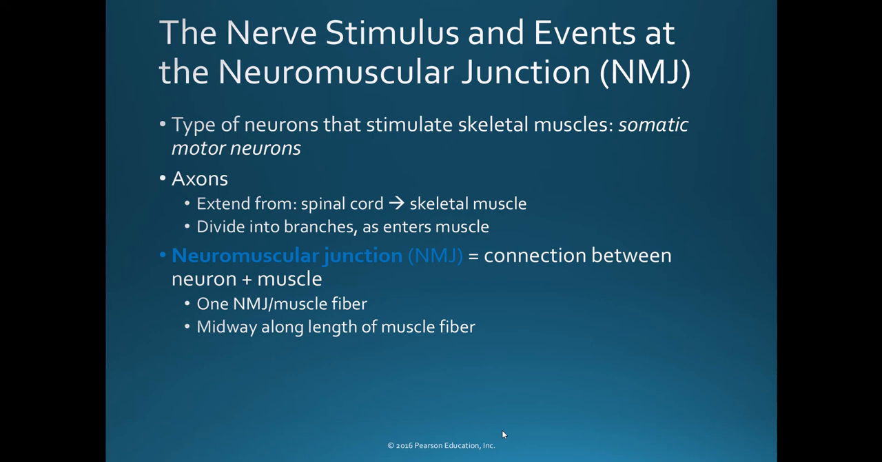And so that neuromuscular junction is the connection between the neuron and the muscle. Each skeletal muscle fiber gets one neuromuscular junction, typically situated about midway along the length of the muscle fiber, so that the action potential can travel out in both directions.